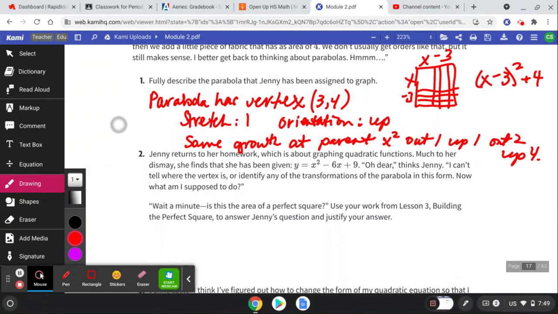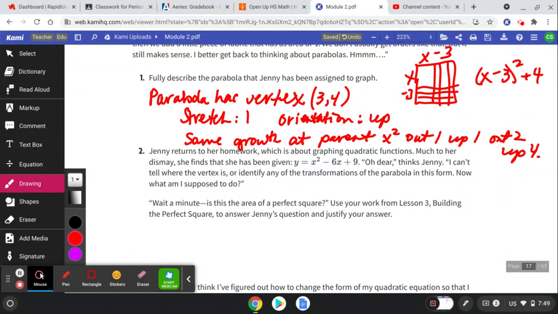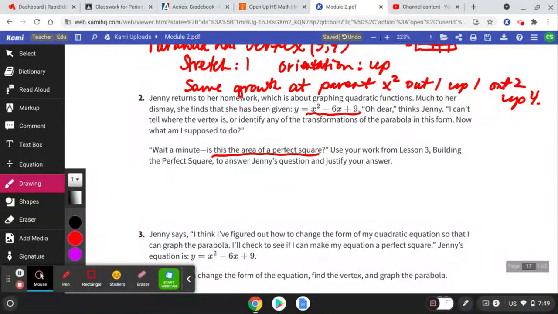So Jenny returns to her homework, which is about graphing quadratics, and much to her dismay, she finds that she's been given this one. I don't know where the vertex is. I can't identify any of the transformations in this form. So what am I supposed to do? But then she remembers that this is the area of a perfect square. Well, not quite. Oh, wait, yes, it is. Use your work from lesson 3, building the perfect square, to answer the question and justify the answer.